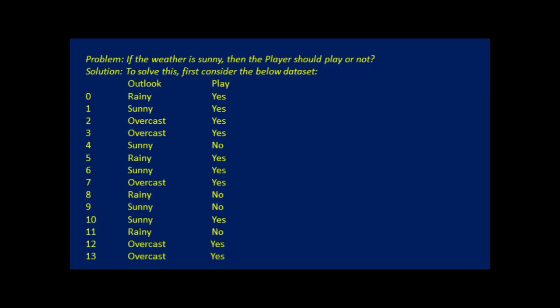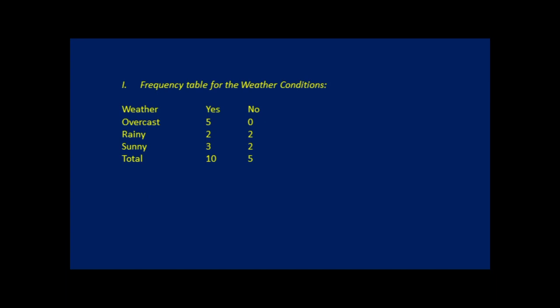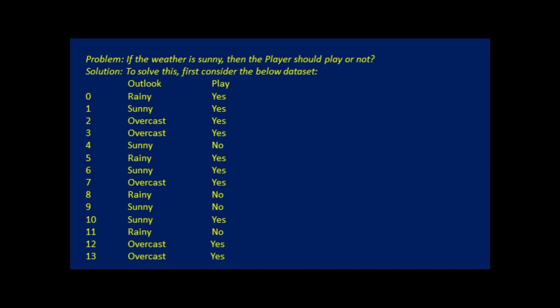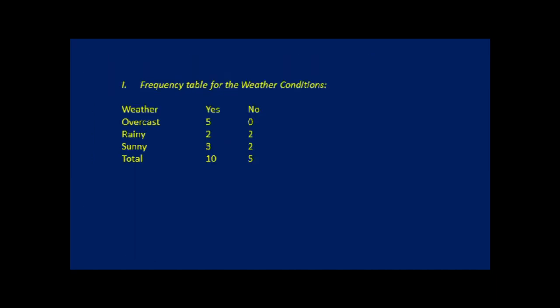Okay, so we are dividing the 3 categories: sunny, rainy, overcast. You see the table. From the overcast, how many occurrences of yes and how many of no? Overcast yes is 5, no is 0. You just count it. Rainy for yes is 2, rainy for no is 2. Sunny for yes is 3 and sunny for no is 2.